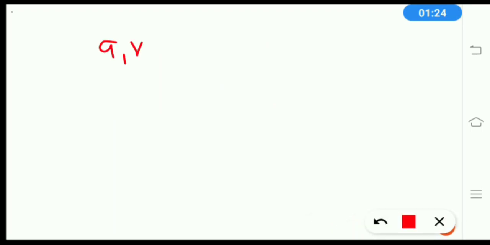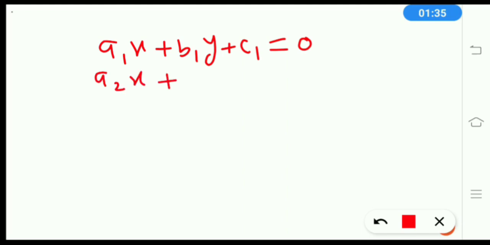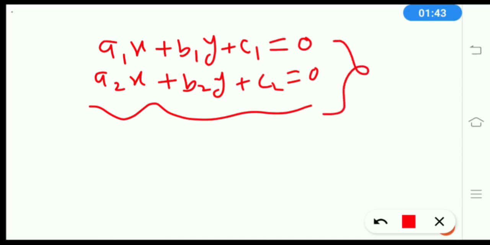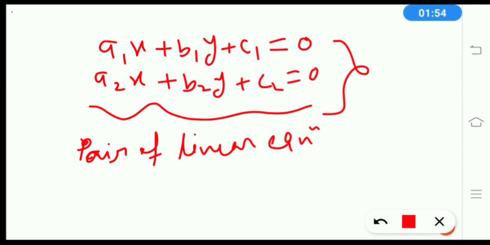Okay, if we write a1x plus b1y plus c1 equals to 0, and another linear equation in two variables, suppose a2x plus b2y plus c2 equals to 0, then together we call them a pair of linear equation in two variables. Okay, clear?